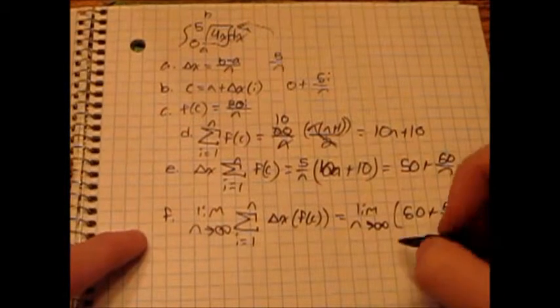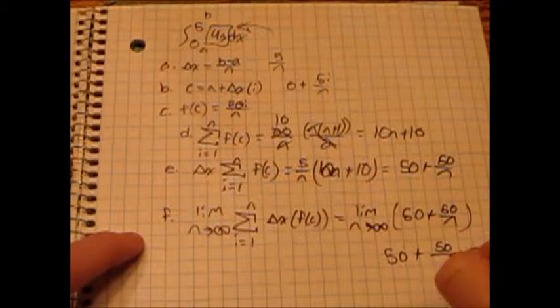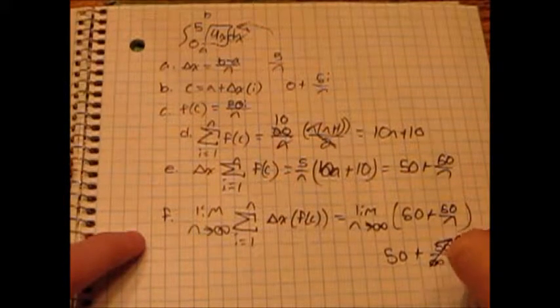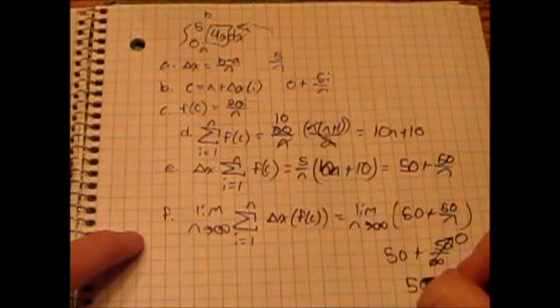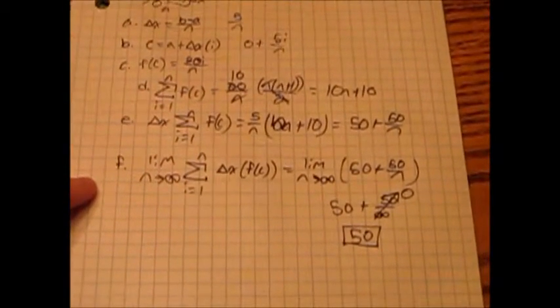So when we take the limit, you get 50 plus 50 over infinity, which tends towards 0. So your answer for this question is 50. There you go, you can see it there.